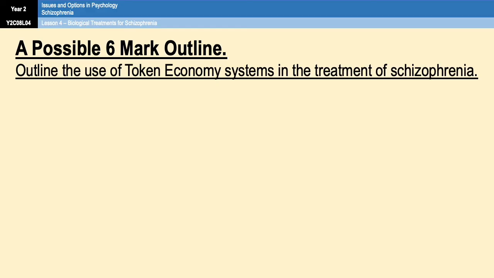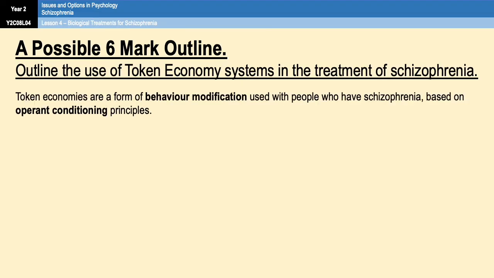As a general rule, with 6-mark outlines you should be looking at about 150 to 175 words. Any more than that and you'll probably run out of time. Any less than that and you won't get the appropriate depth, breadth trade-off in terms of the amount of details that you're going to be able to put in.